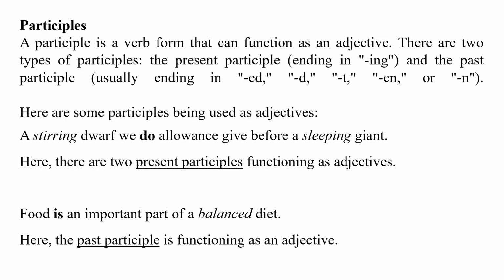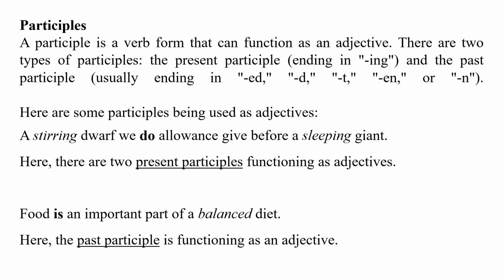Participles. A participle is a verb form that can function as an adjective. There are two types of participles: the present participle ending in -ing, and the past participle usually ending in -ed, -d, -t, -en or -n. Here are some participles being used as adjectives.